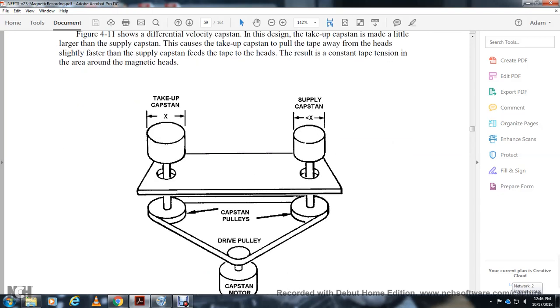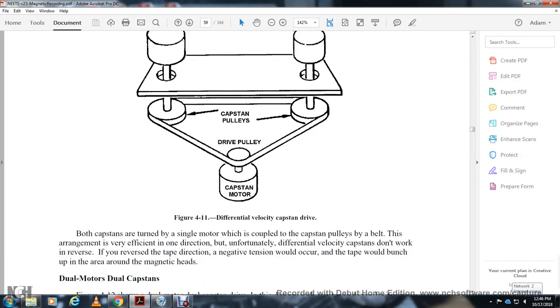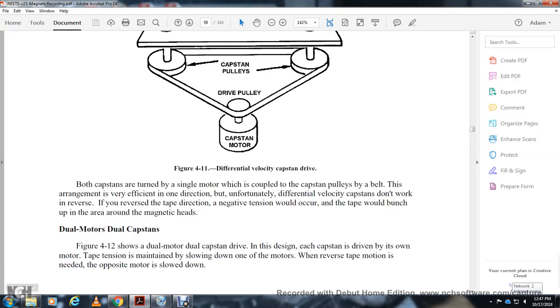Supply capstan X and take up capstan Y, with capstan pulleys, a drive pulley, and a capstan motor. Both capstans are driven by a single motor coupled with a capstan pulley and belt, with a range in the velocity in one direction. Unfortunately, the differential velocity capstan does not work in the reverse tape direction. Negative tension would occur, with the tape bunching up in the area around the magnetic heads.